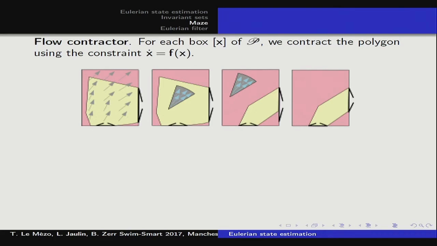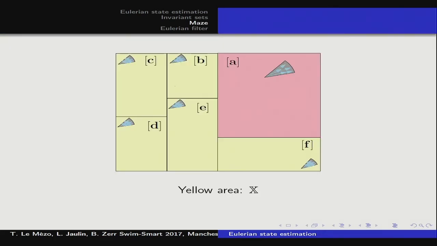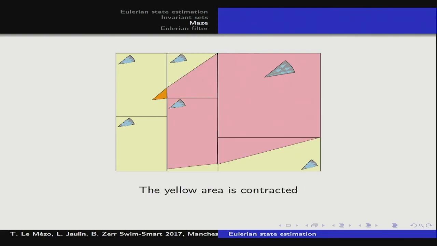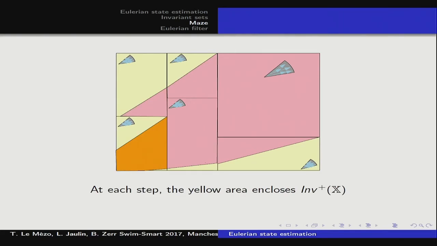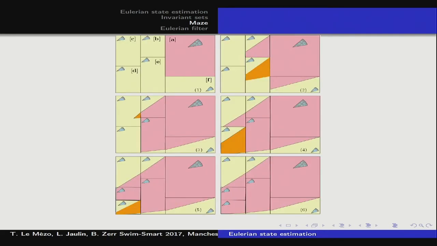Okay, so I contract everything I can up to the fixed point. And if I propagate this one, I am able to compute points that will have an evolution that will reach a given box or a given set as follows. So at each step, I am able to prove by propagation that for each point here, I will reach the initial red box. Okay. So it is the inner approximation represented in this figure.